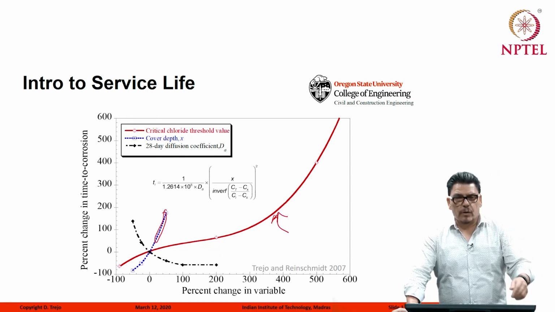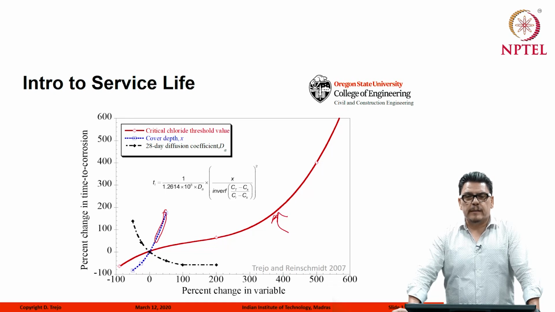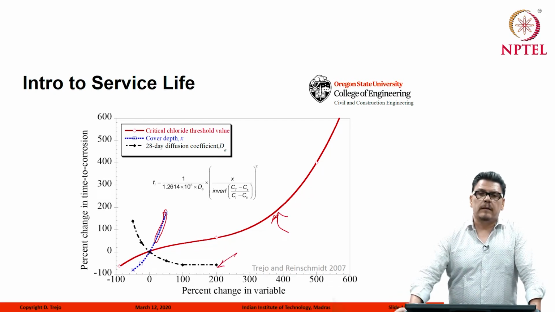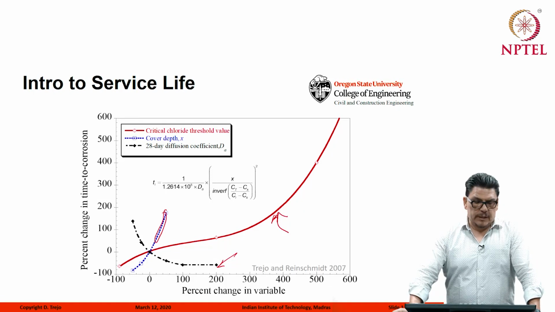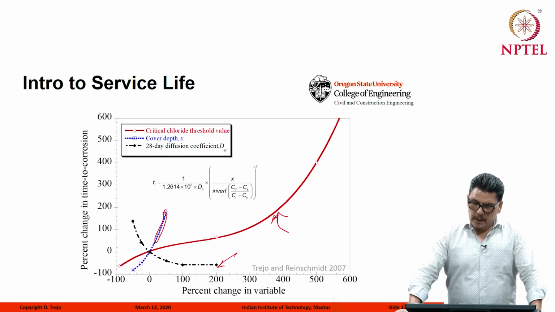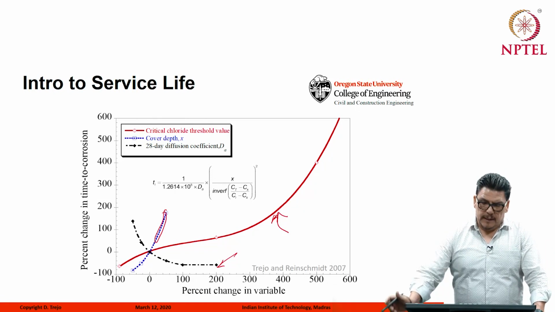And so I also show the apparent diffusion coefficient. As our apparent diffusion coefficient increases, the black line here, our percent change in time to corrosion significantly decreases. So it's allowing the chlorides to be transported through the concrete much more easily. So I guess the point that I'm making here is that it's very sensitive to the input variables.